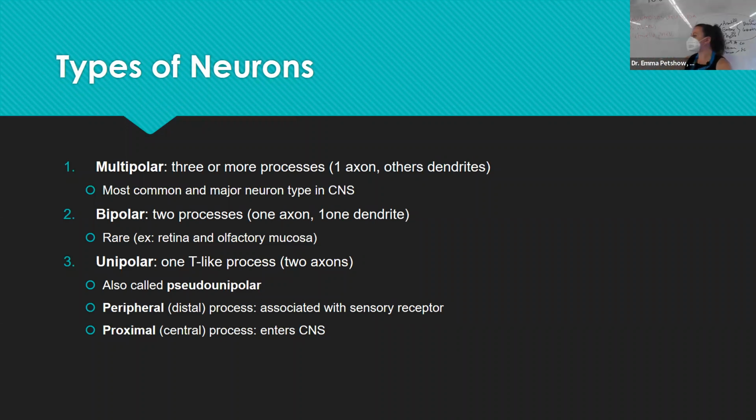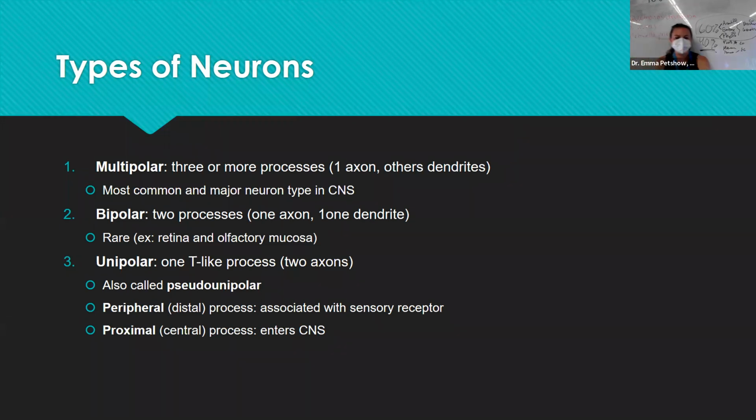Or we have unipolar, also called pseudo-unipolar. This has one T-like process. You can think about a unipolar neuron as having the cell body here, with an axon that comes through in both directions. So it could technically be considered one axon that's crossing through the neuron cell body. Or technically two axons, because it's crossing through in both directions.